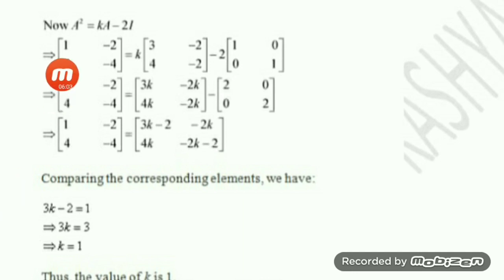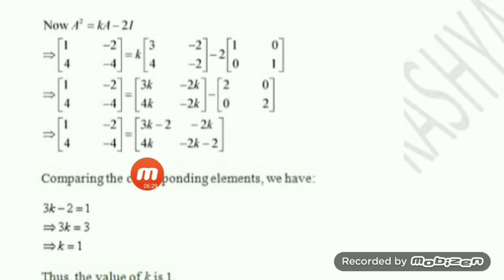Because you have to find out the value of K, let us take the equation together, okay? A square is equal to KA minus 2I. After that, substitute: A is this one, A square, K into A value, 2 into I value. Then do the calculation on the right side. Here scalar multiplication, here also. Then take the difference or sum, whatever is given. Here it is difference. So 3K minus 2, minus 2K minus 0, 4K minus 0, minus 2K minus 2.